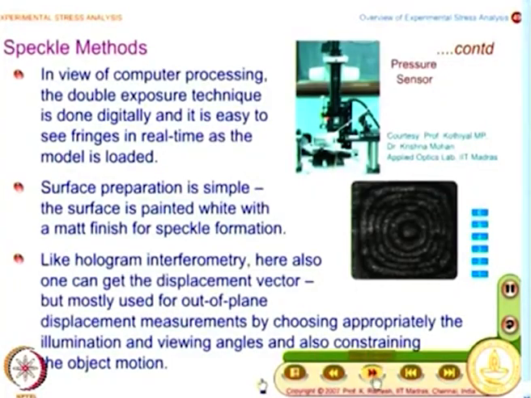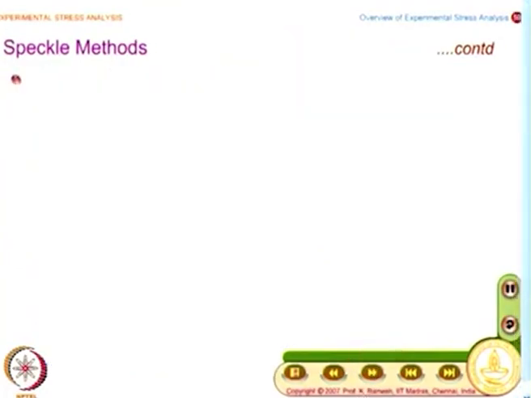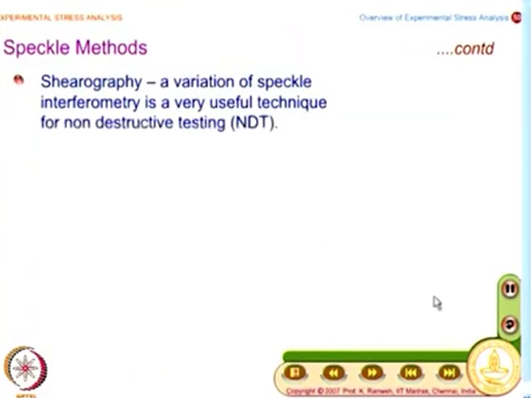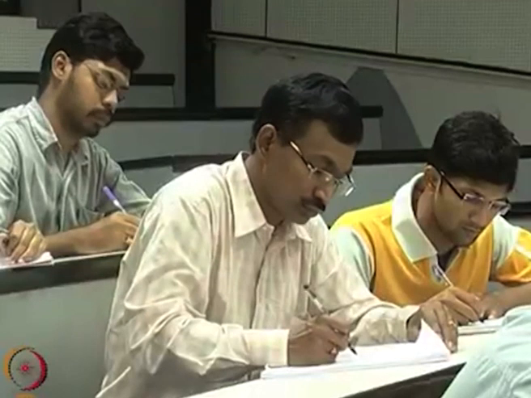And another popular version of speckle interferometry is shearography, and this is a very useful technique for non-destructive testing. In fact, for honeycomb panels, this is the very popular technique, with composites becoming very important structural materials. There again you have the problem of delamination, and techniques like this go a long way in identifying it.